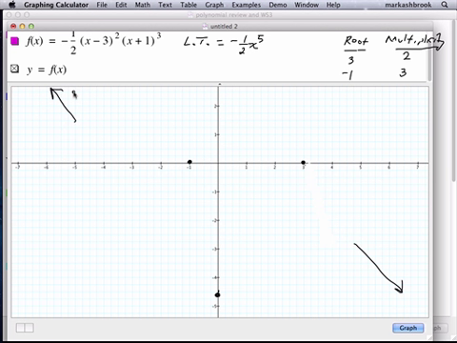Okay, what's left? Root behavior. So at 3, what was the multiplicity? 2. So it'll look like a parabola. But see, it's coming from below. So that parabola will come up from below like this, and then do that.